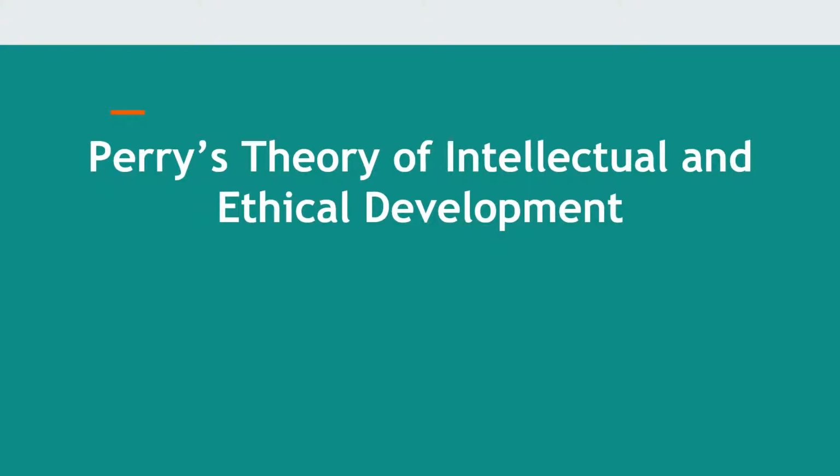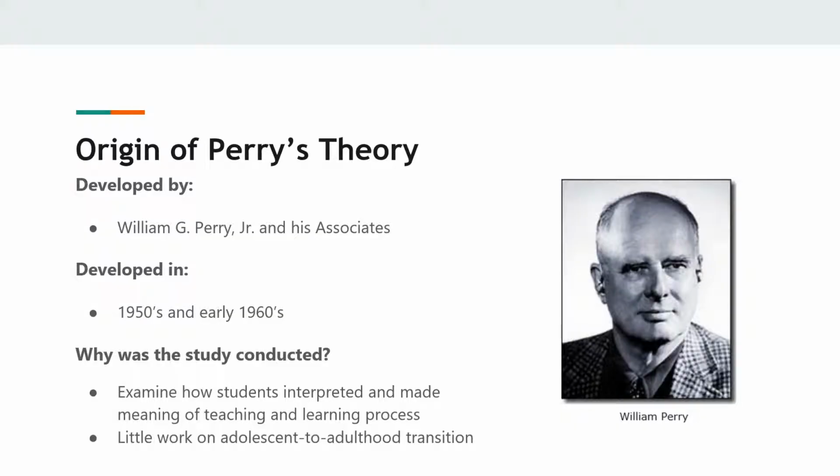Our first theory we'll discuss is Perry's theory of intellectual and ethical development. Perry's theory was developed in the late 1950s and the early 1960s by William G. Perry Jr. along with his associates. Little work had been conducted on adolescent to adulthood transition, and they wanted to examine how students interpreted and made meaning of teaching and learning process.